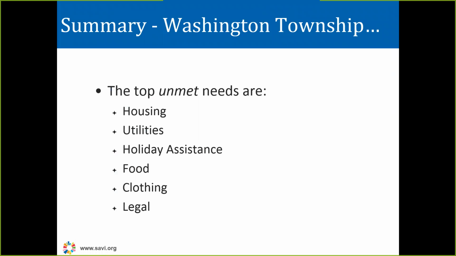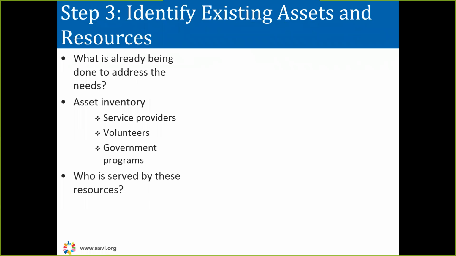But even though Washington Township's doing pretty good in a lot of areas, there are still some needs that aren't quite being met. And we'll talk about some 211 call data that we get from Connect to Help during the webinar today. Through that data, we were able to identify that those needs that most frequently go unmet are related to housing, utilities, holiday assistance, food, clothing, and legal issues. And we'll talk a little bit more about 211 data later on in the webinar.